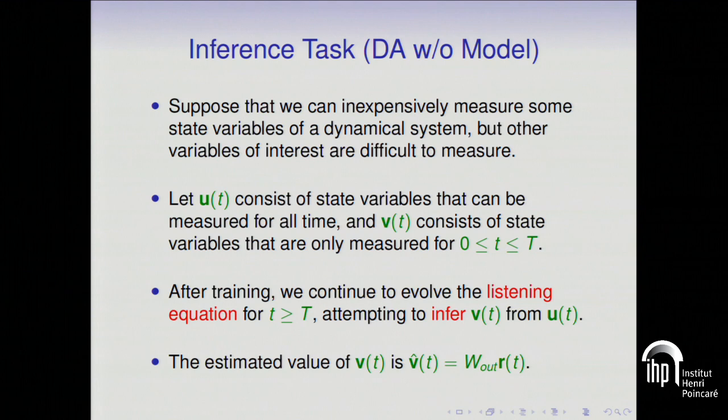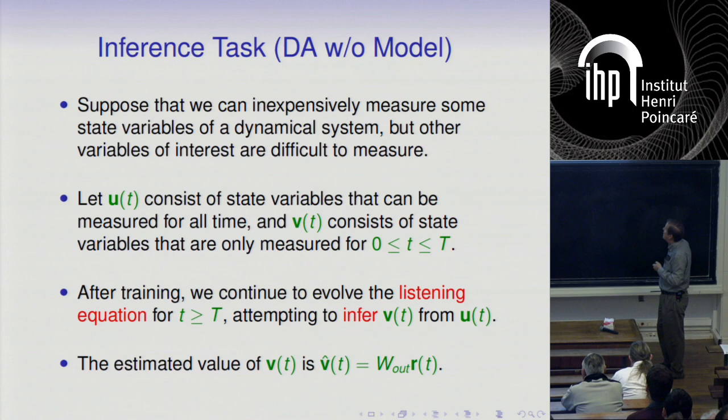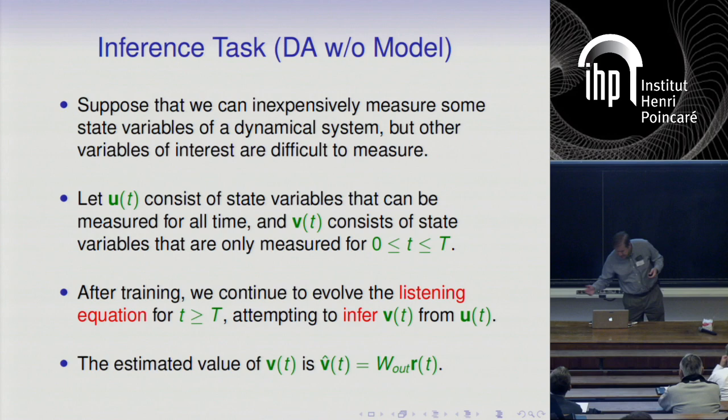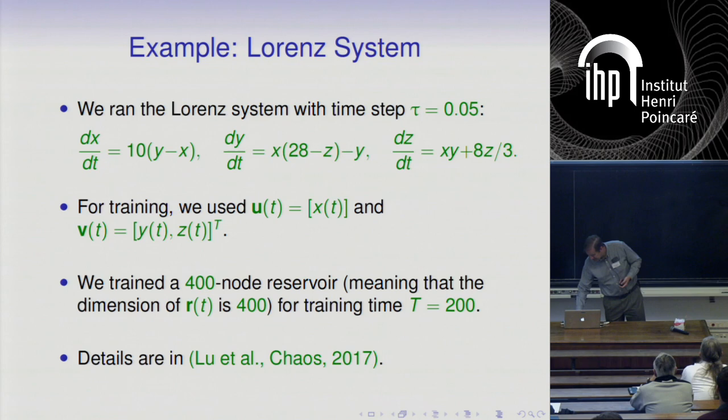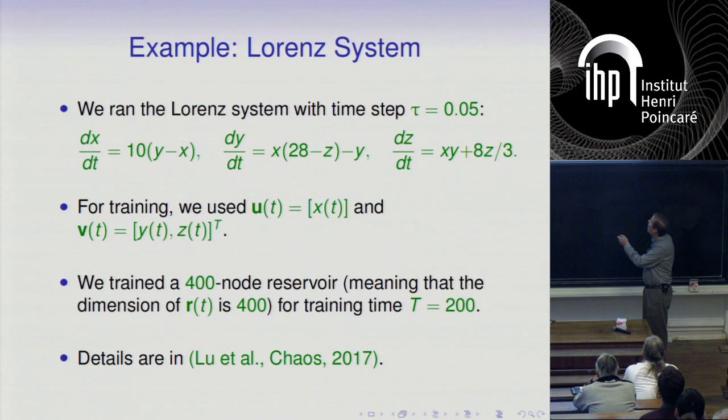And so the U of T and the V of T in the training, again, are sort of parts of the model state. And then after the training, we continue to evolve that same equation, that same reservoir dynamics, listening to the input U of T and estimating V of T. And you can probably guess what my first example is going to be, what the dynamical system is going to be. Lorenz, 1963. And so I'll show you how this works, where we're inferring Y of T and Z of T from X of T.